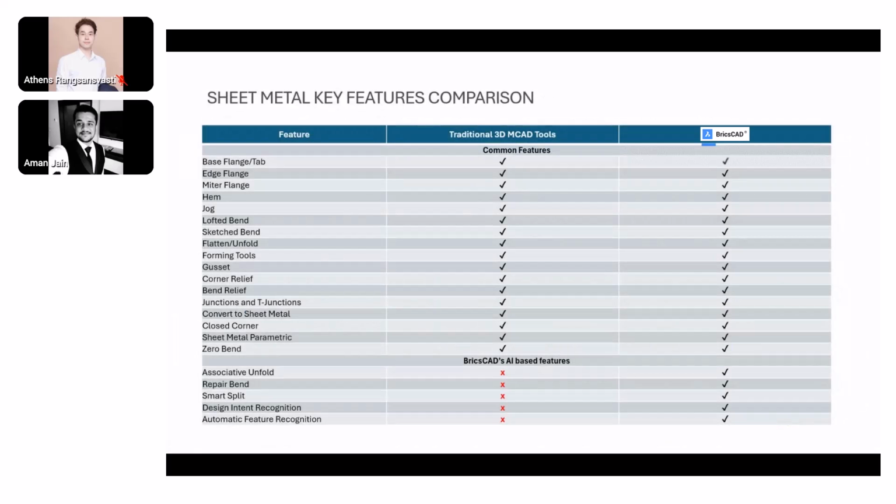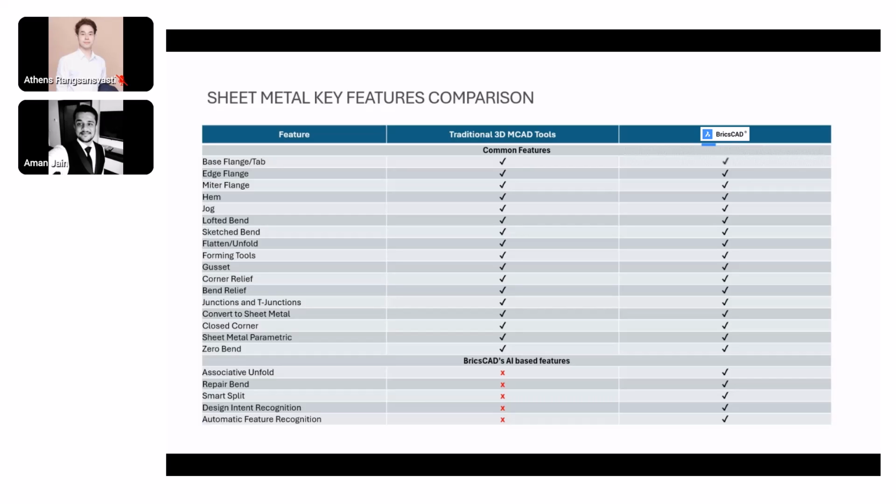The next slide showcases some of the key sheet metal modeling features that are available in the traditional 3D MCAD tools. So we start off with something called base flanges, which forms the base of the geometry of the entire sheet metal body that we are going to start with. Then come the edge flanges, miter flanges, the reliefs that we have, the forming tools, flattening process, bends, junctions, T-junctions, converting an existing solid to a sheet metal body, sheet metal parametrics, and also some specific features such as closed corners and zero bends. With these features, a user can completely model their sheet metal bodies within the BricsCAD environment as compared against the traditional 3D MCAD tools.